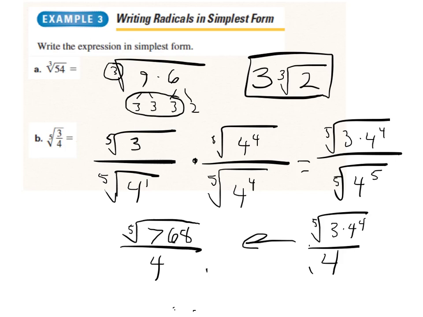Now, we know, because this is 3 times 4 times 4 times 4 times 4, that there's nothing we can do to simplify that. So that's about as far as we could go. Okay.